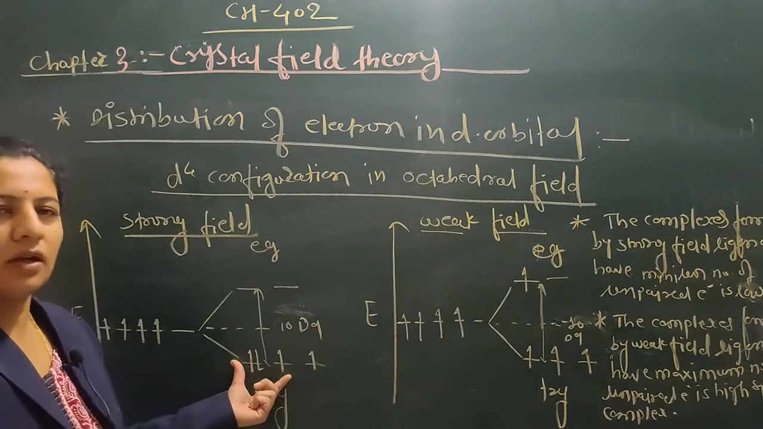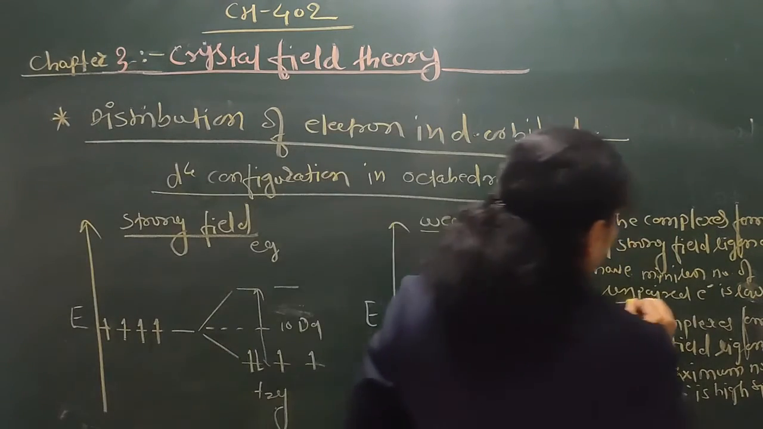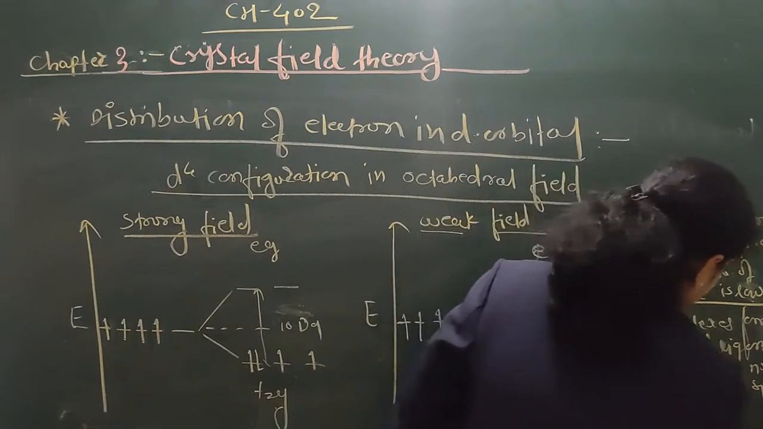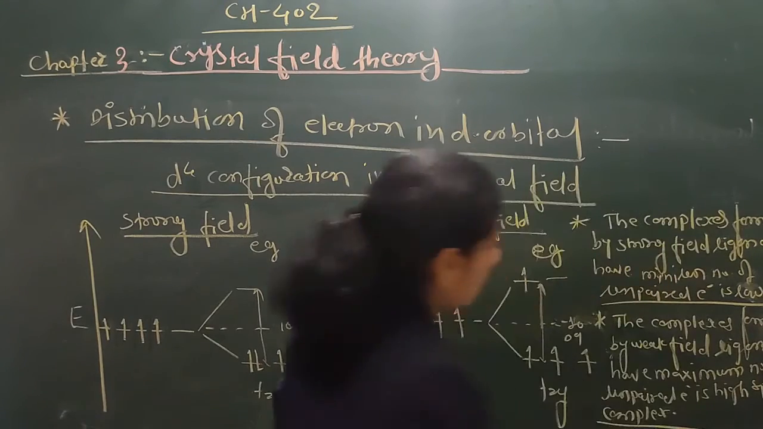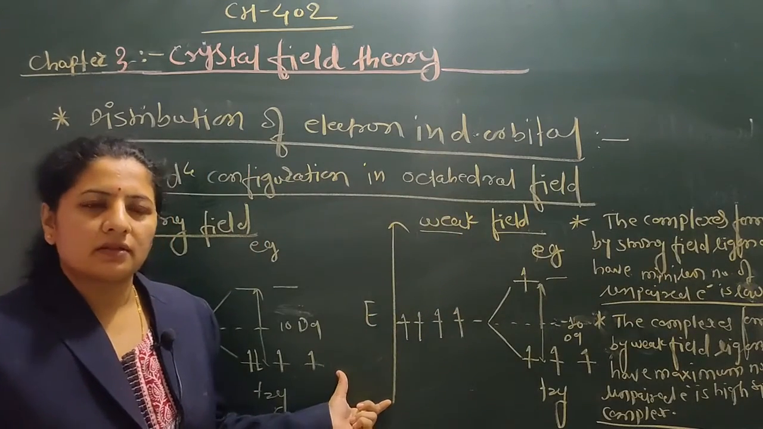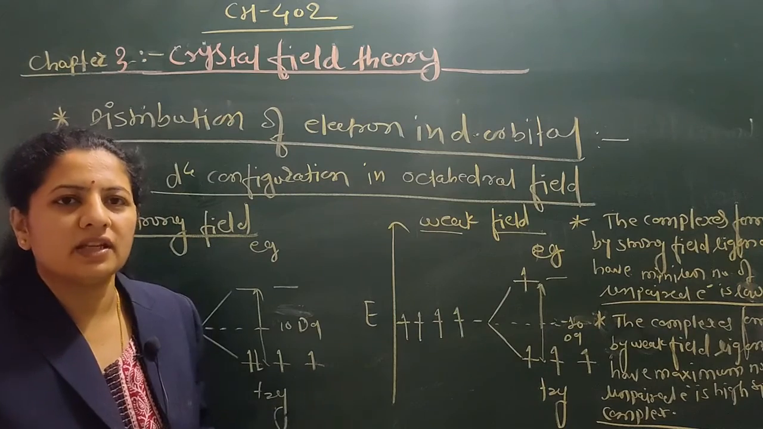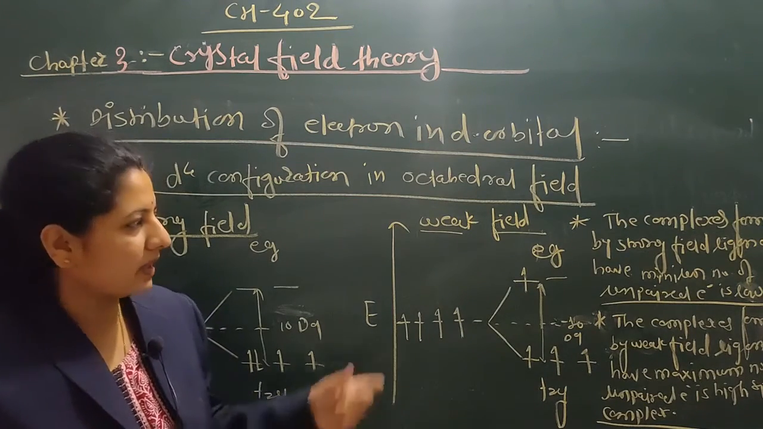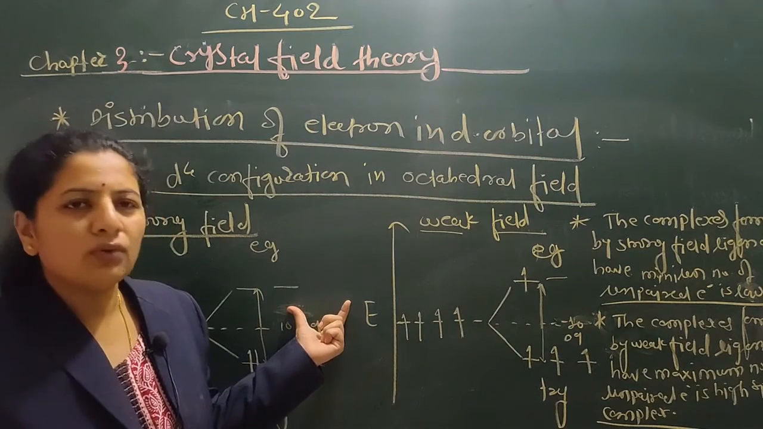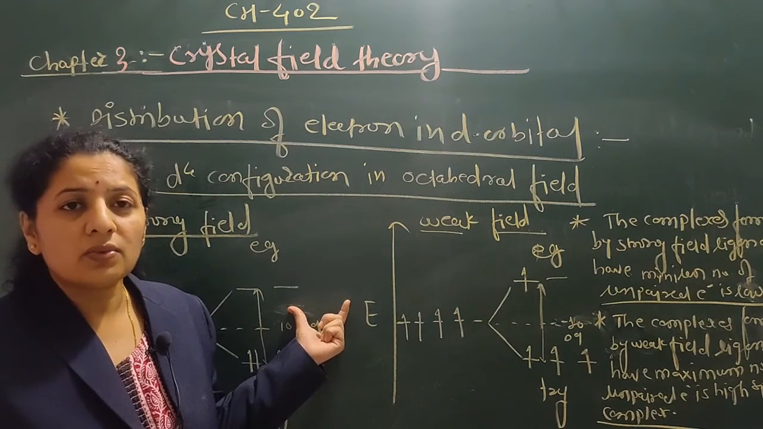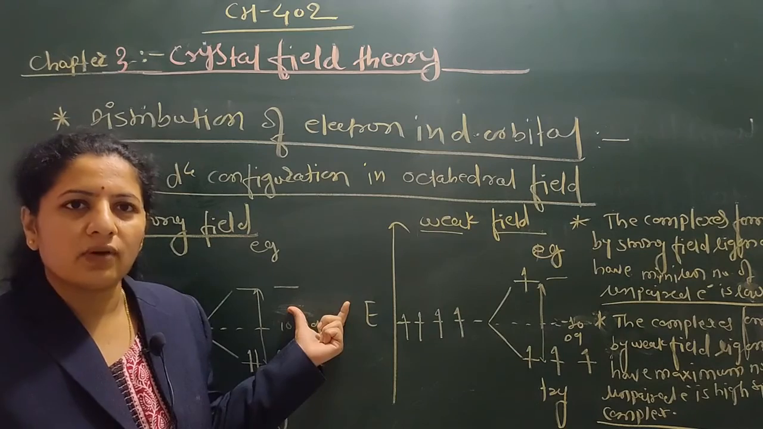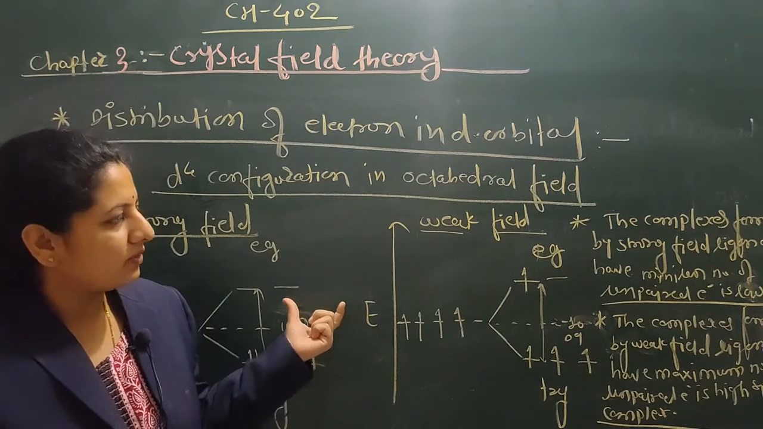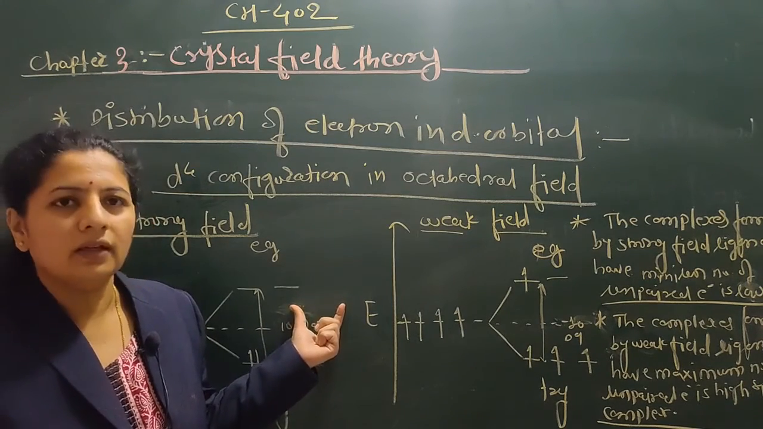So this is known as low spin and high spin complexes. There are various d orbital systems, that is d1, d2, d3, d4, d5, d6, d7, d8, d9 and d10. For d1 to d10, the distribution of electrons in strong field and weak field complexes is different, so we will discuss it.